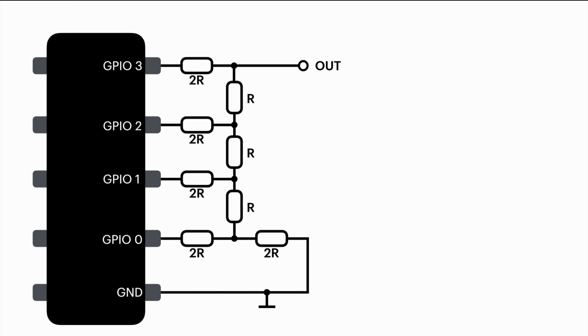So that's a very important and basically the core part of the whole story about the R2R digital to analog converter: you have the vertical ones with the value R, let's say 1000 ohms, and the horizontal ones with the value 2R, let's say 2000 ohms. So that's also where the name comes from, R2R, 1R and 2 Rs.